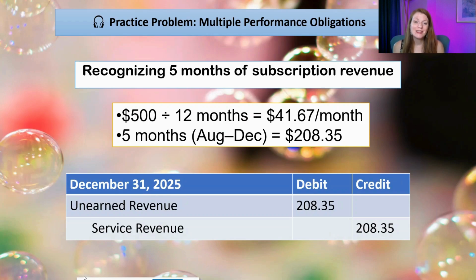So on December 31st, if they haven't recognized any subscription revenue for providing Alfred with the Studio Plus service, we now take that $208.35 out of unearned revenue, out of that liability, by debiting it, and we don't show any cash. Cash all happened on August 1st, but then we get to show that we earned the service revenue of $208.35. All right, make sure you stay tuned for the next video because unfortunately things get more complicated.